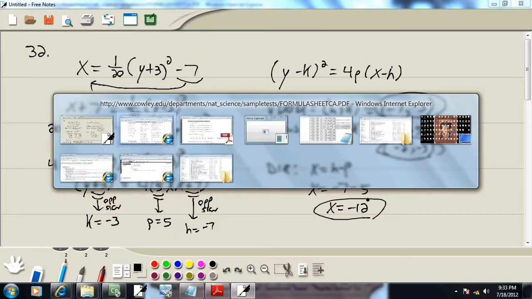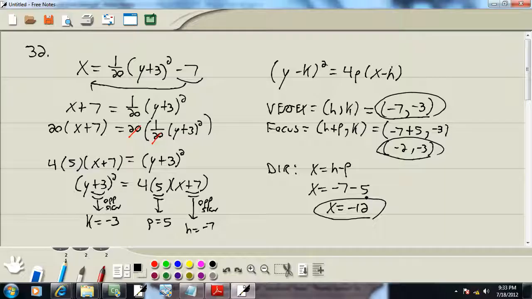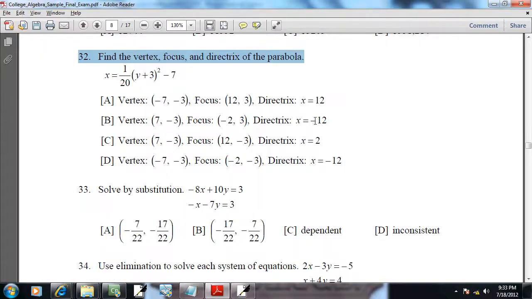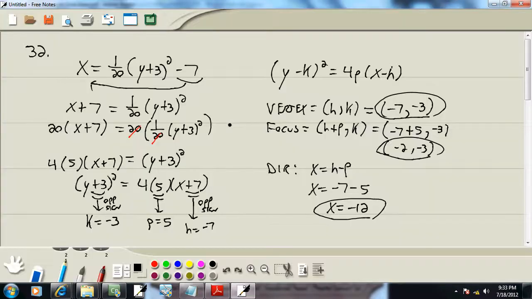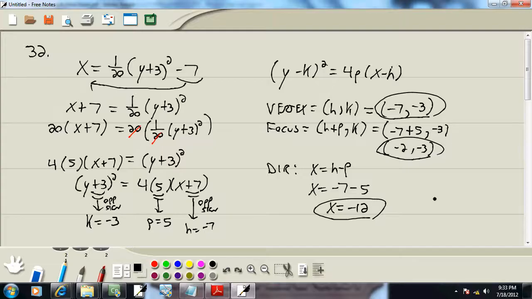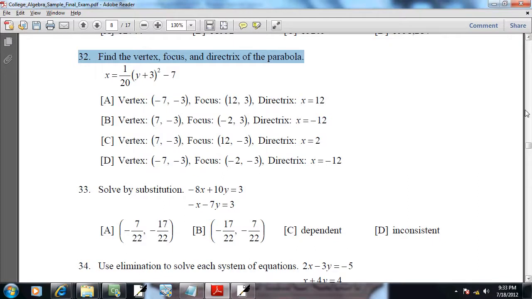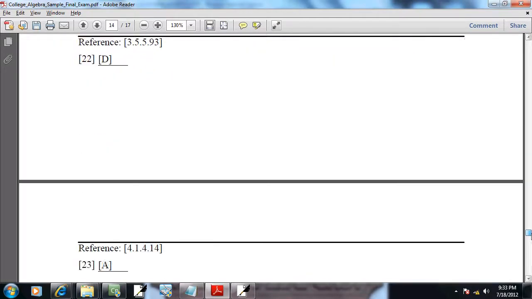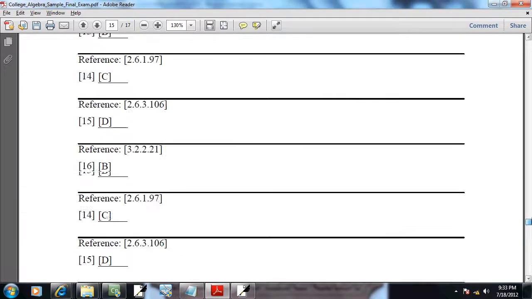So let's see which one it matches. Either B or D: negative 2, negative 3, negative 7, negative 3. Looks like D is in David. This is the one it matches. So let's go check that. 32D. And that checks.